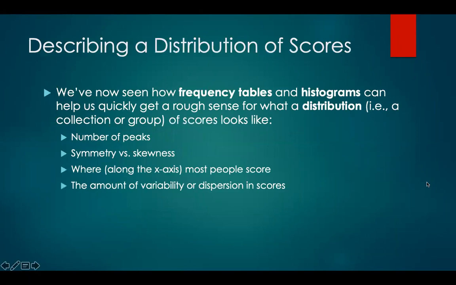So last week we talked about distributions. So we've seen how frequency tables and histograms can help us quickly get a sense of what a distribution looks like. So a distribution is, again, a collection or group of scores. So we talked about how distributions can have various numbers of peaks. So we talked about uniform distributions and multimodal distributions, distributions with multiple peaks. We talked about symmetry versus skewness, where along the x-axis most people are scoring, and the amount of variability or dispersion of scores in distributions.